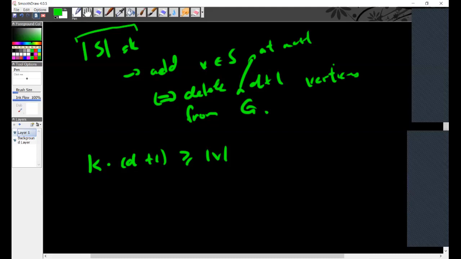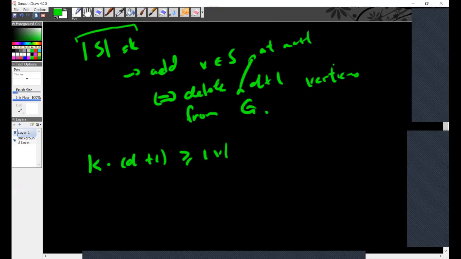And we know that after k iterations, we've deleted k times D plus 1 vertices from the graph. Before our algorithm stops, you need to delete all the vertices from the graph. So in other words, k times D plus 1 has to be at least V. But what do we know about the MIS? Well, the maximal independent set, in the best case, can only contain all the vertices, right?